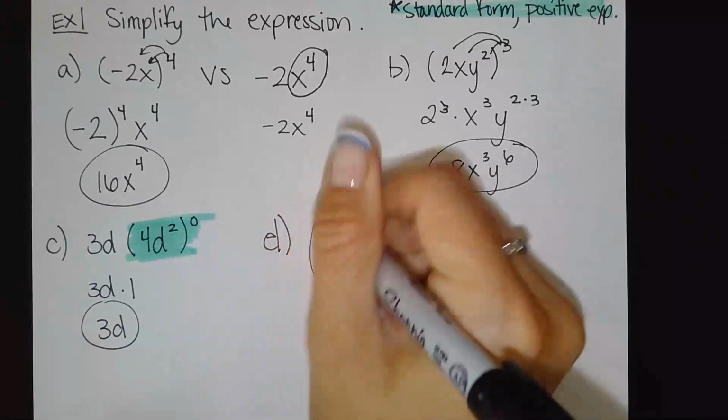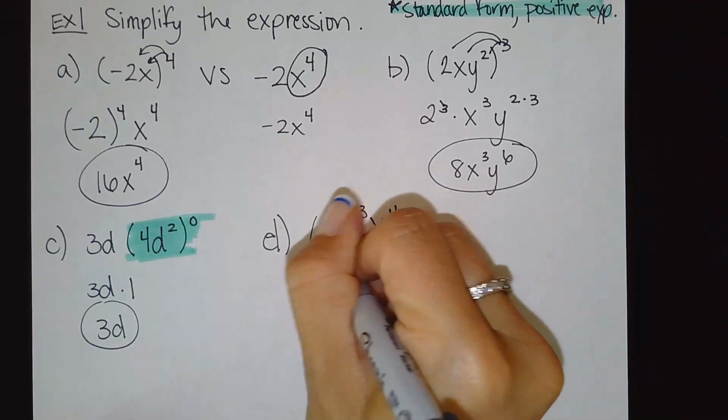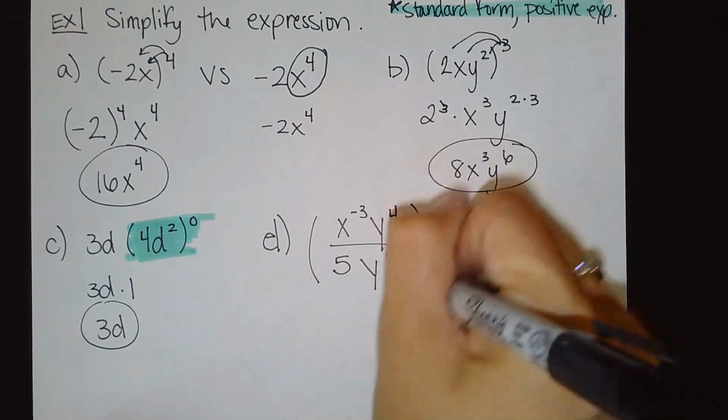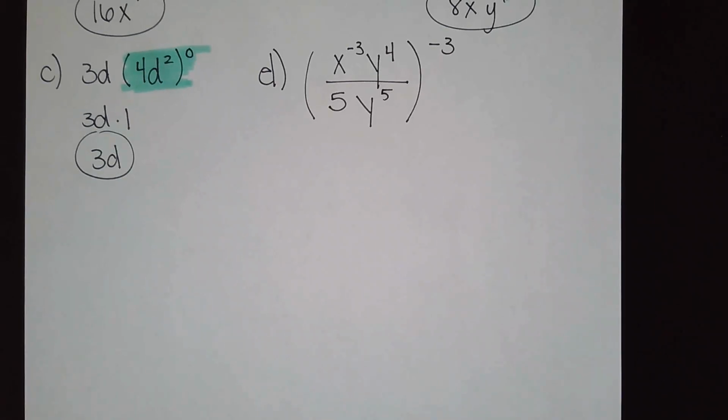How about x to the negative 3, y to the 4th, over 5, y to the 5th, all to the negative 3rd power. We're going to turn up the heat just a little bit. I'd like you to talk with your group with this. What would you do first? There is not one correct answer for what you would do first. There are multiple approaches to this problem. It is what is comfortable for you.